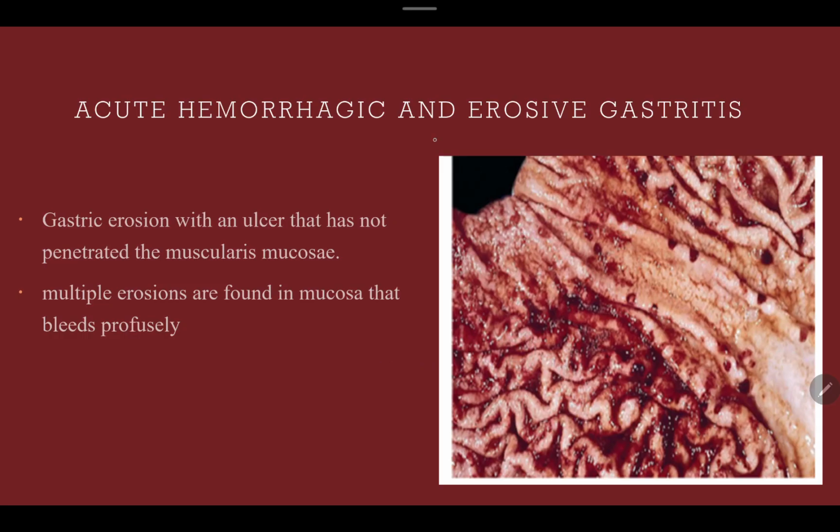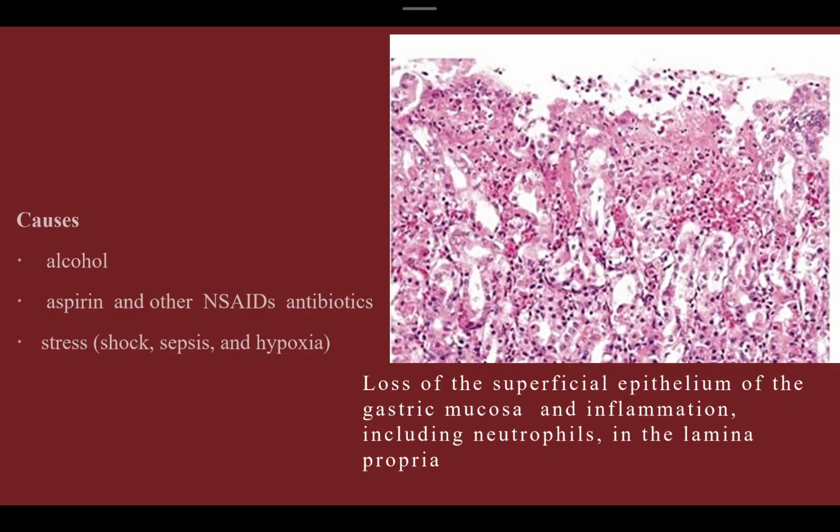Then we can see acute hemorrhagic and erosive gastritis. The patient has gastric erosion with an ulcer that has not penetrated the muscularis mucosa. Multiple erosions are found in the mucosa that bleed profusely. So acute hemorrhagic and erosive gastritis is characterized by gastric erosions and an ulcer, but the ulcer has not penetrated the muscularis mucosa, and multiple erosions are found in the mucosa that bleeds profusely.